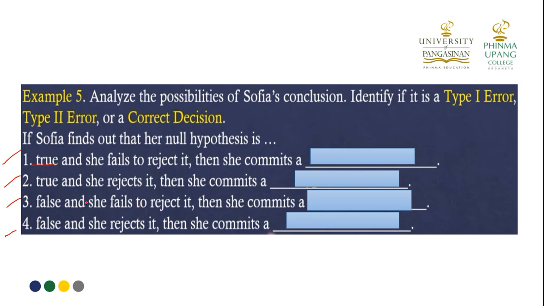What is the answer in number 1? If Sophia finds out that her null hypothesis is true and she fails to reject it, ibig sabihin, accept niya. Correct decision siya. Very good. It's correct decision. Next, she finds out that her null hypothesis is true and she rejects it, then she commits a, ano siya? Type 1, type 2, correct decision. Okay, type 1.